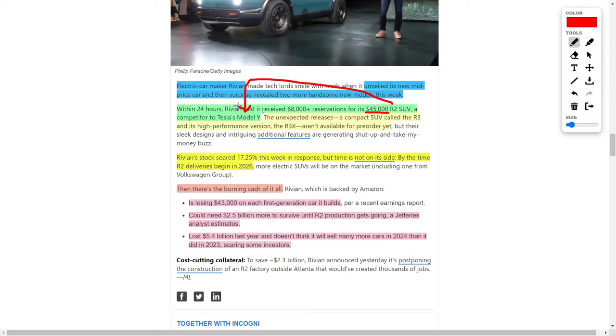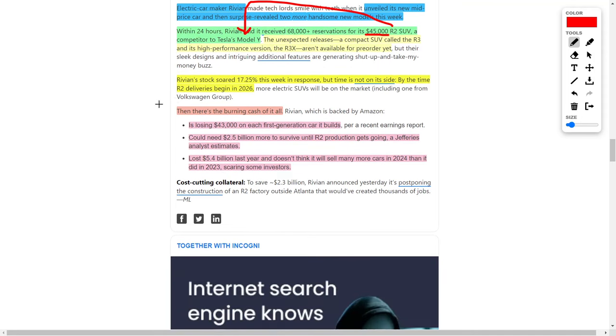However, the company also surprised the market by making an unexpected release of their newer SUV called the R3 and its high-performance version. As of right now, the R3 as well as the high-performance version called the R3X are not available for pre-order, so essentially RIVN just teased the market. However, it seemed that this worked because RIVN stock soared by 17.25% this week in response to this fantastic news. However, we shouldn't get ahead of ourselves here, because the R2 deliveries won't actually begin until 2026.